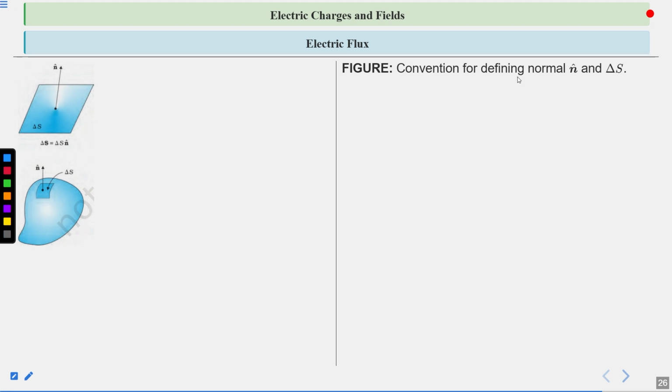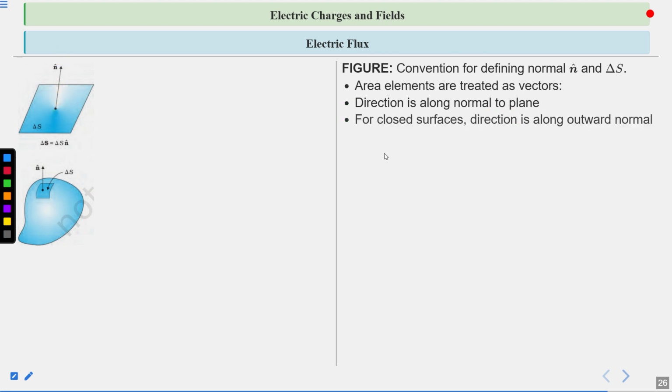So figure convention for defining normal n cap and delta S. Area elements, that is delta S, are treated as vectors. Direction is along the normal to the plane. So n cap shows the direction. For closed surfaces, direction is along the outward normal. If the surface is closed, in that case, the direction is along the outward normal. Area element delta S is equal to delta S n cap. Delta S is the magnitude, n cap is the outward direction which is perpendicular.